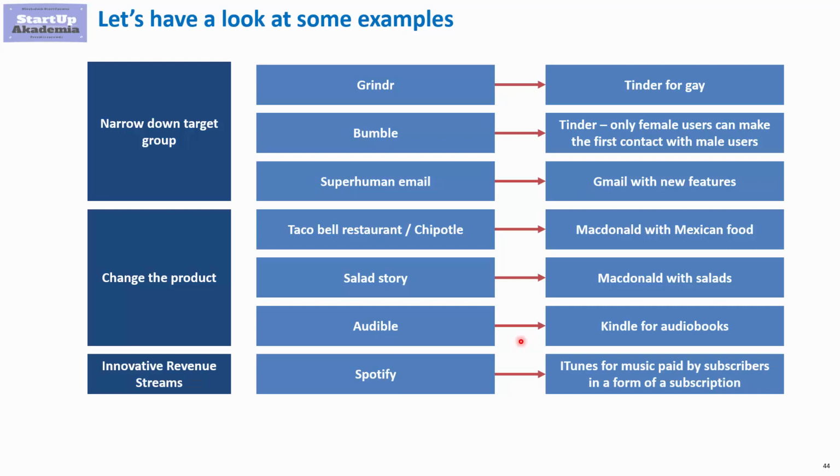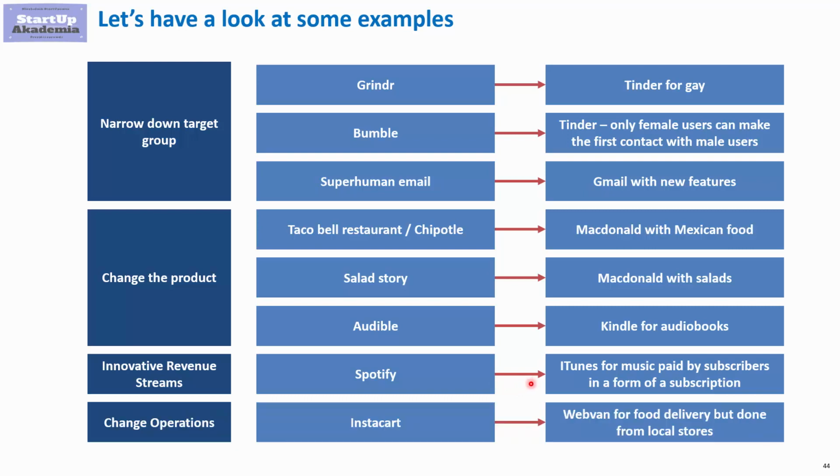Let's look at innovative revenue streams. Spotify can be described as iTunes for music paid by subscribers in a form of a subscription. The most difficult cloning is the cloning where you change operations. A great example is Instacart that can be described as Webvan for food delivery, but done from local stores.